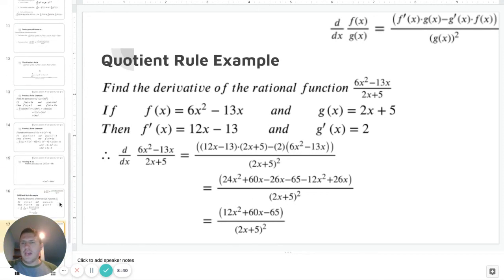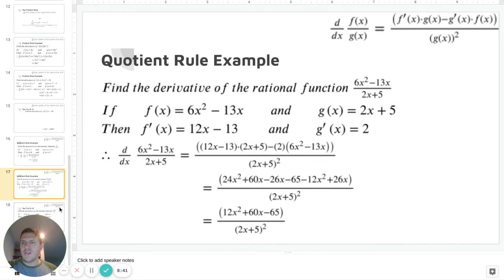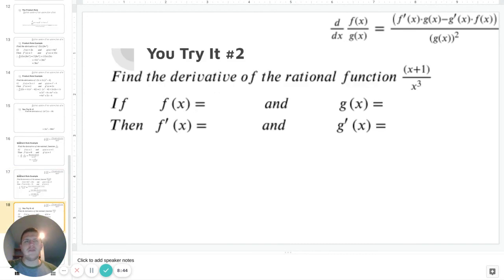Okay? So, another you-try-it problem. I have it kind of set up for you here. Find the derivative of the rational function x plus 1 divided by x to the third. I give you a little bit of a setup here. I want you guys to send me your answers to this you-try-it as an exit slip here.